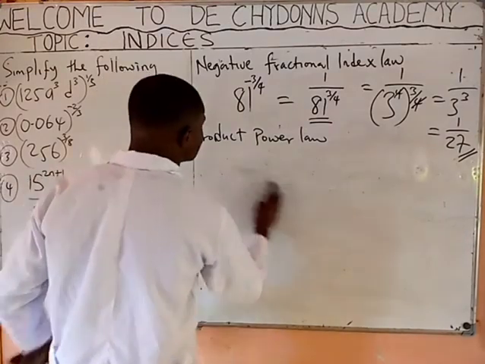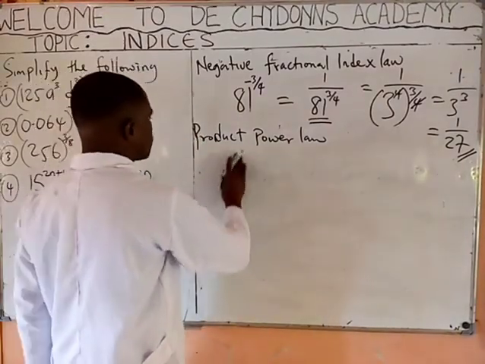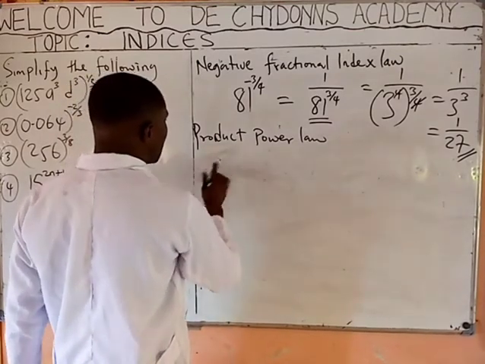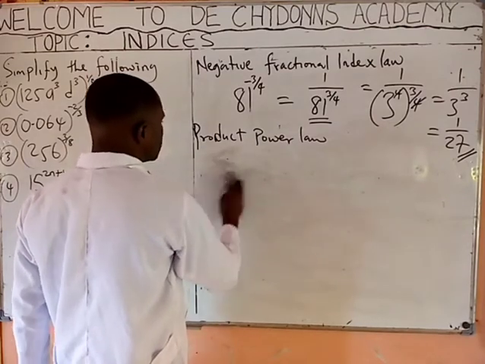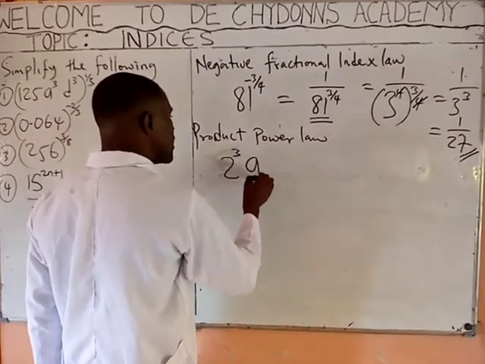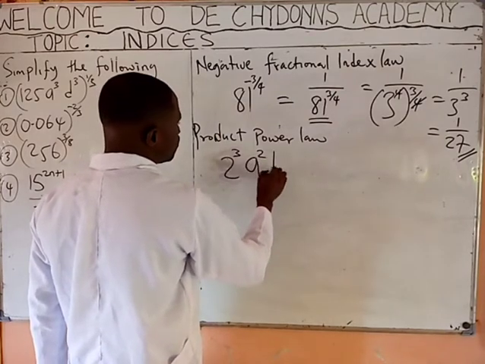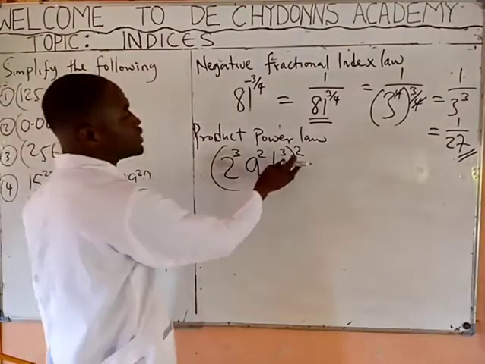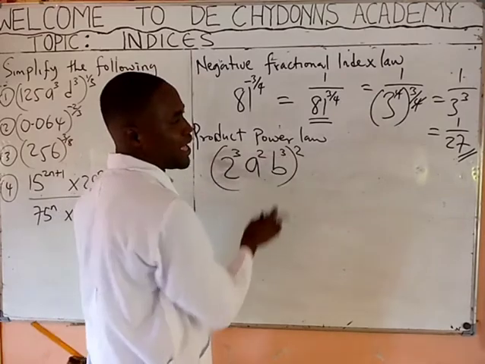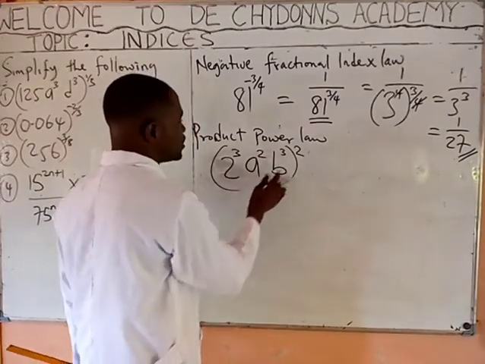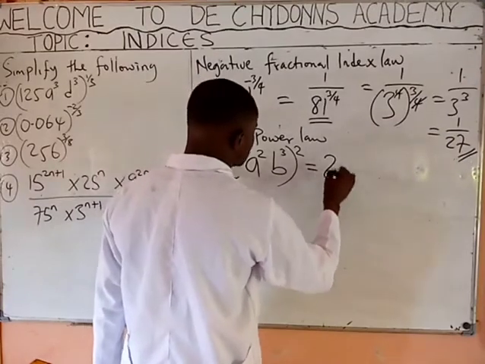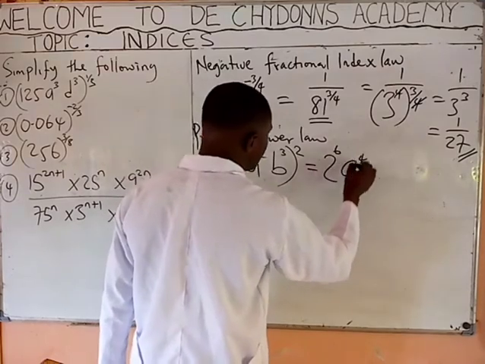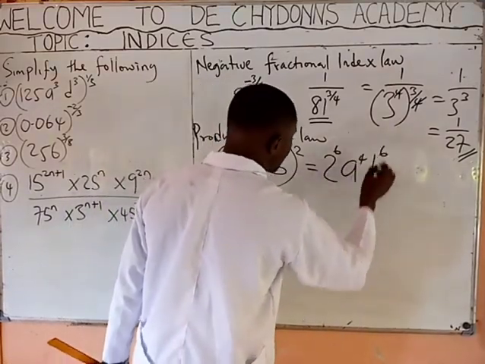This law states that when you have, let's say, 2 raised to the power of 3, a raised to the power of 2, b raised to the power of 3, all raised to the power of 2, it means that this power 2 will go inside and multiply every one of the things you see inside. So 2 times 3 will give me 2 raised to the power of 6. 2 times 2 will give me a raised to the power of 4. 2 times 3 will give me b raised to the power of 6.